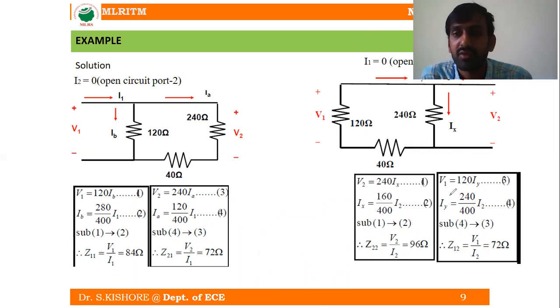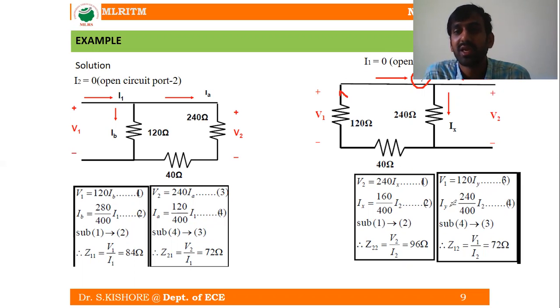Coming back to the second equation, now let us write the equation for V1. Looking from port 1, V1 is nothing but the voltage drop across the 120 ohm resistor. What is the current flowing through this 120 ohm resistor? It is IY. So V1 is equal to 120 into IY. Let us say this is equation number 3.